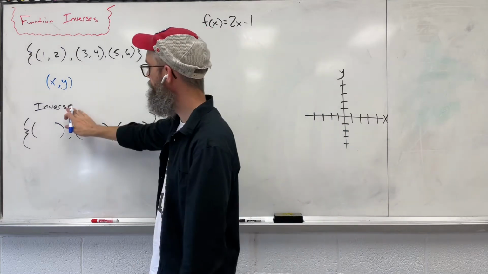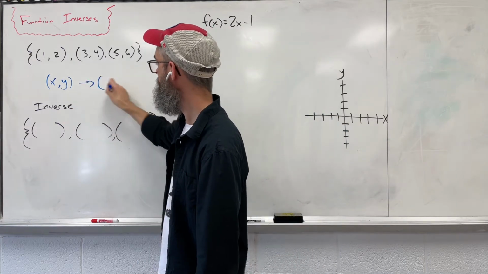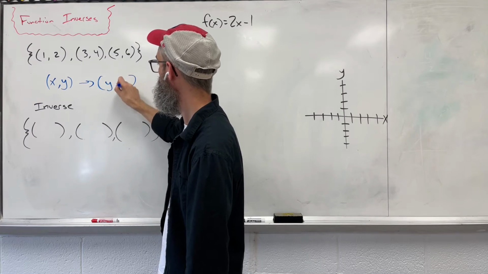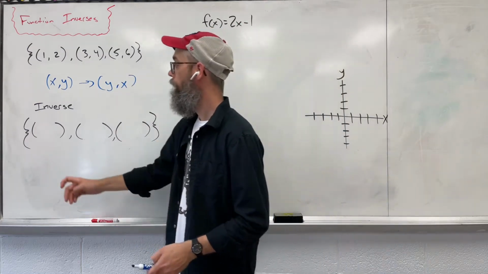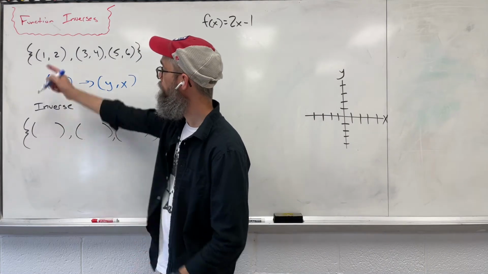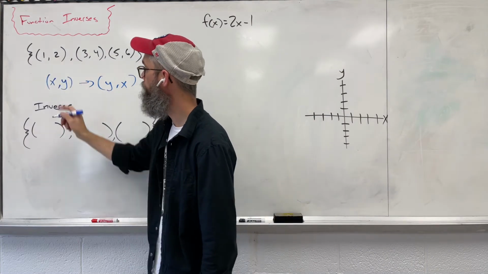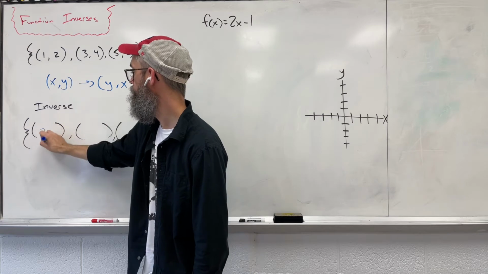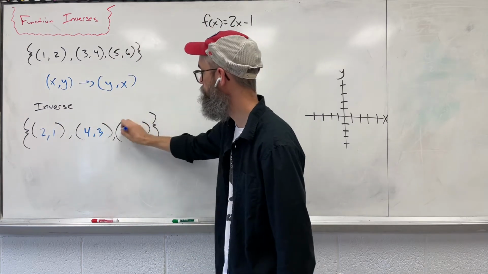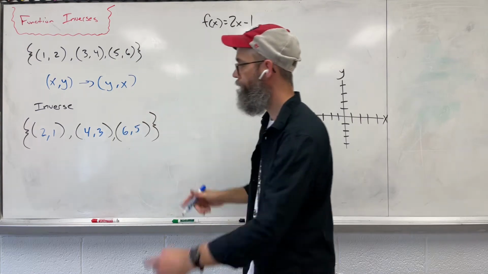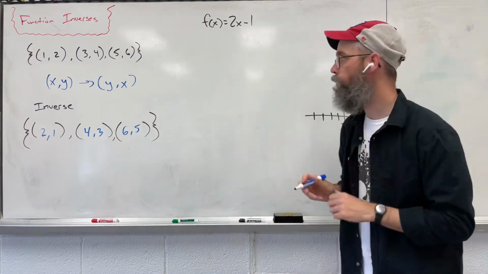In order to find the inverse, we then take that and switch the position of x and y. So my inverse set would then be each coordinate with our coordinates flipped. 1, 2 now becomes 2, 1, 3, 4 becomes 4, 3, and 5, 6 becomes 6, 5. All we did was switch x and y.